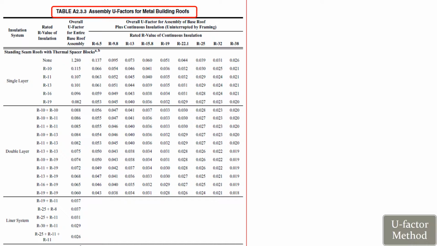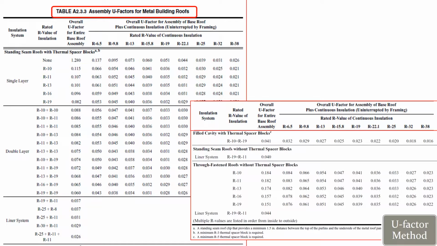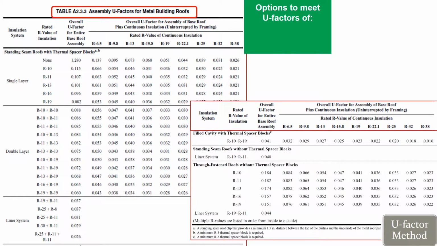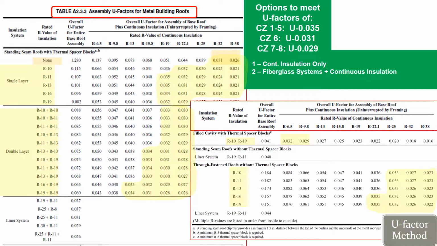So let's take a look at this U factor table within 90.1. And let's see what options are there beyond the prescriptive R value method to meet the 0.035, 0.031, and 0.029. Option 1, you could use continuous insulation only, but that's a lot of continuous insulation. Typically about 1 inch is roughly R-5 to 6.5 per inch. So that's quite a bit of continuous insulation to use on the roof, but that's an option if your project warrants it.